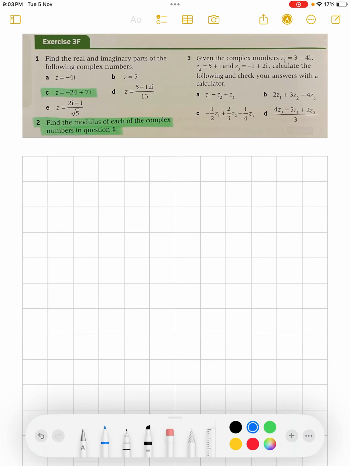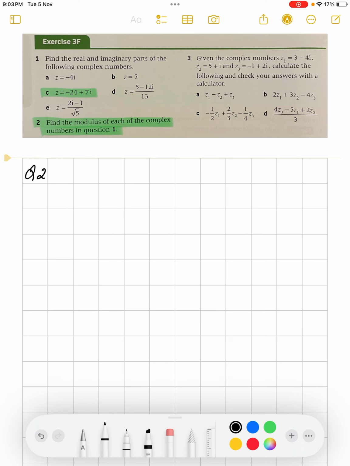Well, thank you for joining us on this exercise 3F. We're going to be looking at this question 2C. 2C says find the modulus of each of the complex numbers in question 1, and the complex number we're looking at is z equals negative 24 plus 7i.